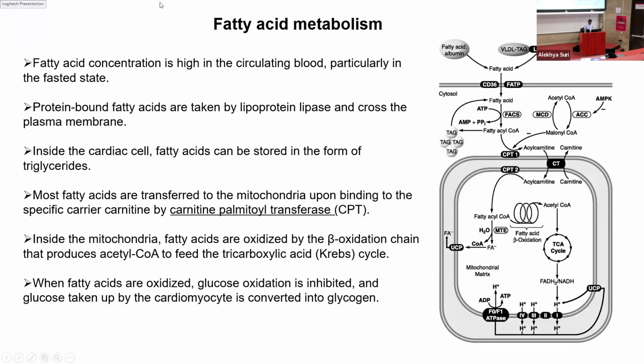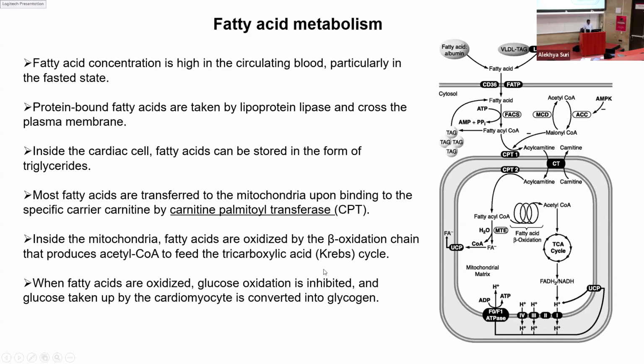The second important substrate is fatty acid. The fatty acid concentration is very high in the circulatory system. The fatty acid will bind to proteins and enter into the cell through the fatty acid transport protein, also called CD36. Then inside, the fatty acid will be converted to fatty acyl-CoA. Then it will enter into the mitochondria through carnitine palmitoyl transferase, or CPT. Inside, the fatty acyl-CoA undergoes fatty acid oxidation. Then it is converted to acetyl CoA, then enters the TCA cycle, and then the electron transport chain to produce ATP molecules.